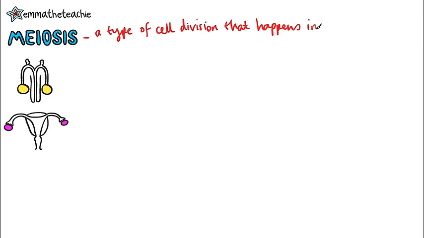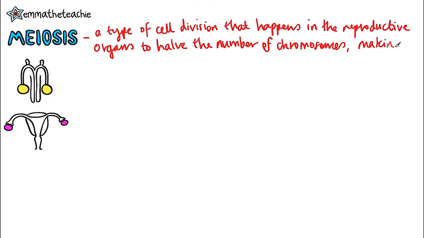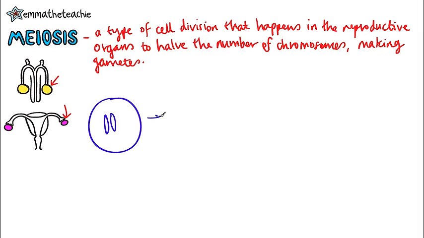Meiosis is how gametes are made. Let's look at the definition. Meiosis is a type of cell division that happens in the reproductive organs to halve the number of chromosomes, making gametes. So it happens in the testes and the ovaries. Let's take a look at the actual process of meiosis. Here we've got a body cell, so we'll give it some chromosomes.